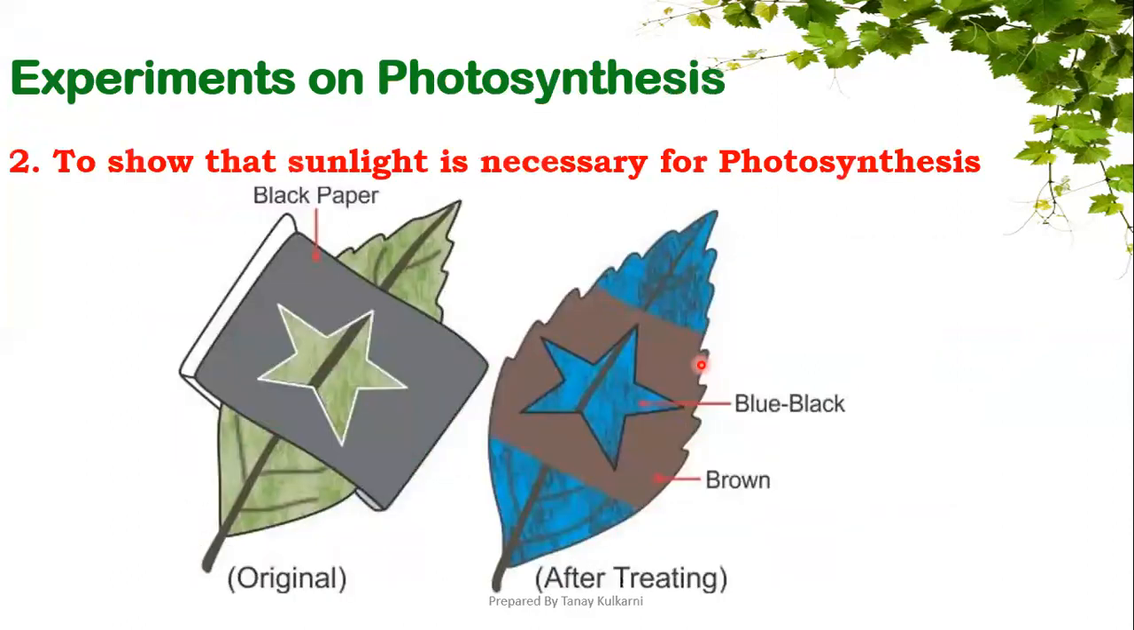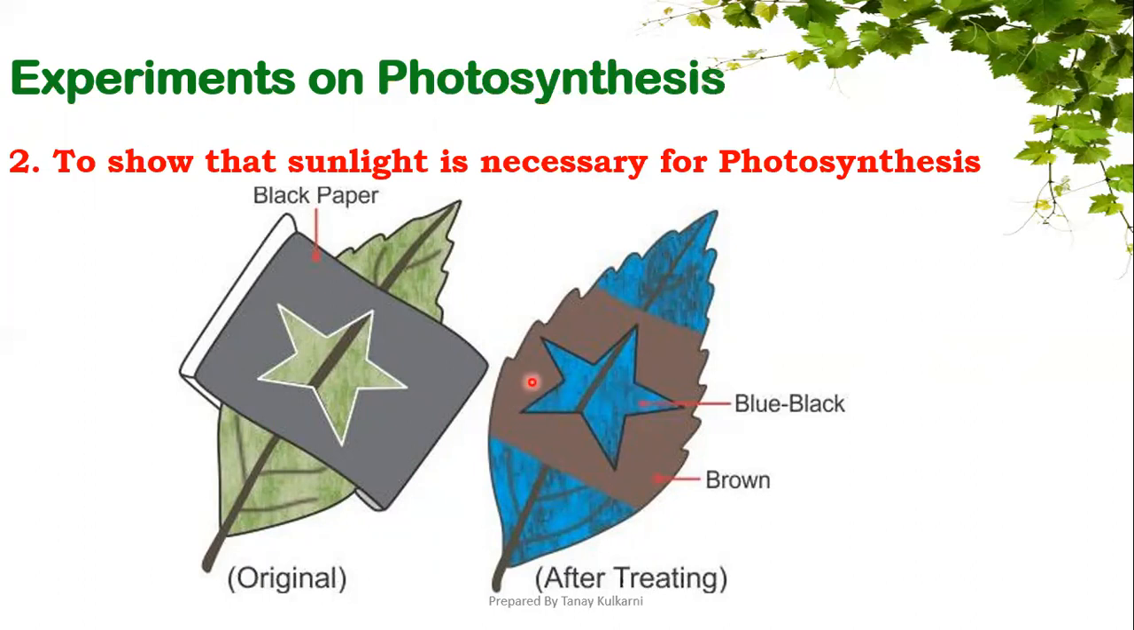Second experiment, to show that sunlight is necessary for photosynthesis. For this, we will take a plant with a destarched leaf and cover one of the leaves with black paper on which a design is cut. You can cut whichever design you want. Place this plant in the sun and after a few hours, test the leaf which is covered by the black paper for the presence of starch.